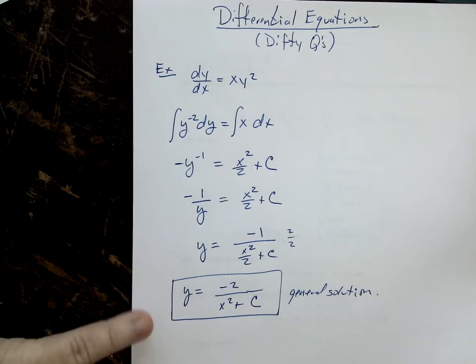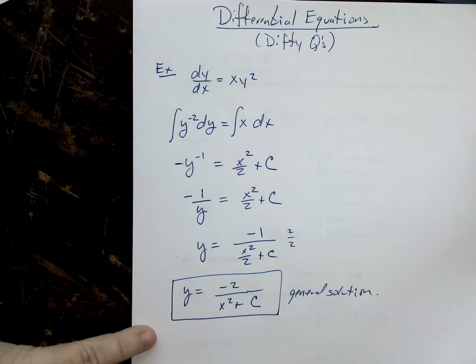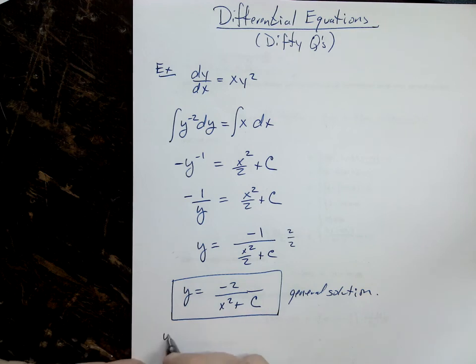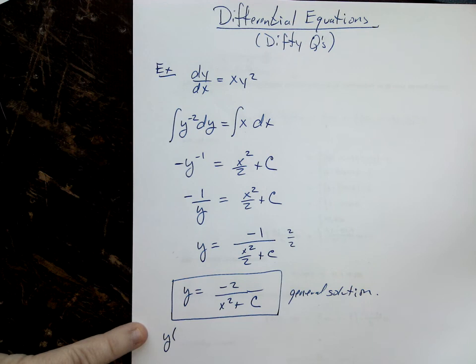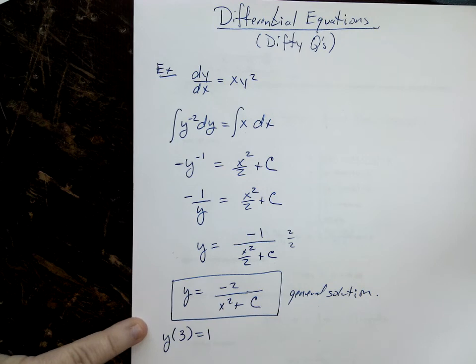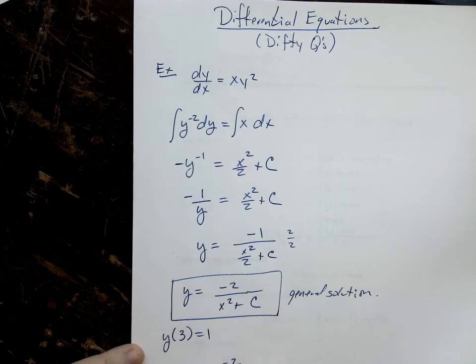If, however, they said, oh, by the way, you also know that y of 3 is equal to 1, then we can use that to figure out what c is. So let's plug that in. y of 3 equals 1. So I have 1 is equal to negative 2 over 3 squared plus c. Cross multiply, I get 9 plus c is equal to negative 2. So c is negative 11.